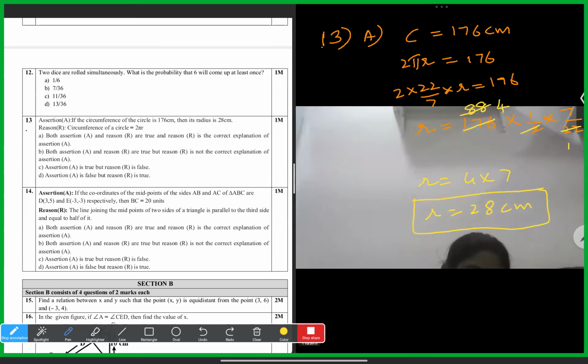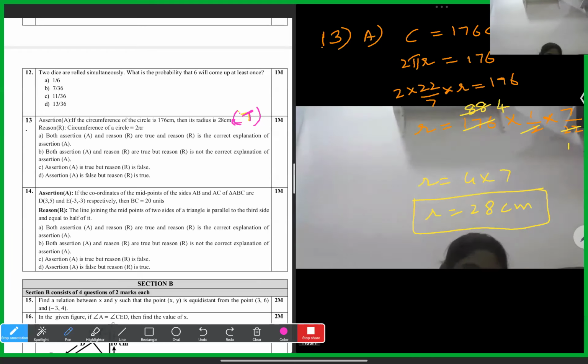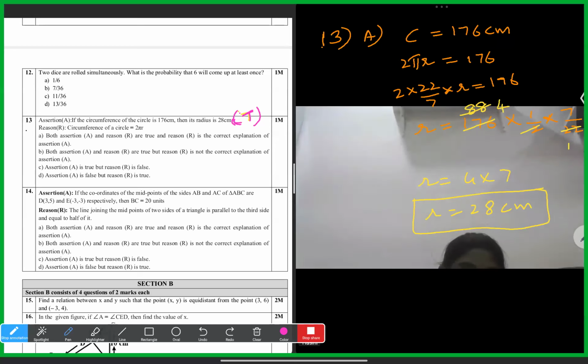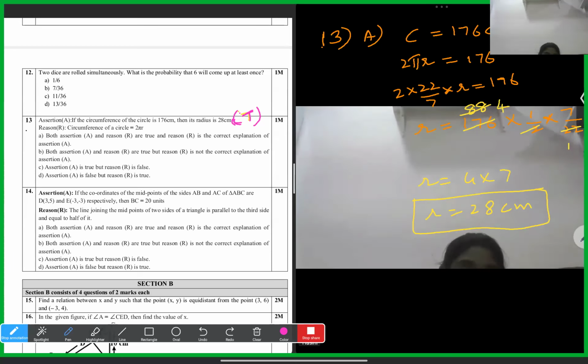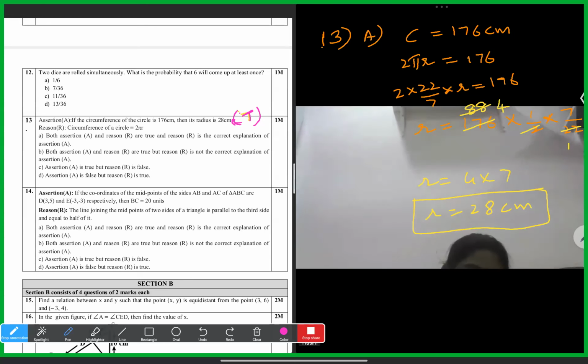Okay. So whatever they said is true. First statement, because they said that as per the given information, the radius is 28 centimeters. We got 28 only, no? Yes, sir. The assertion is true. The circumference of a circle formula is 2 pi r only. This is also true.